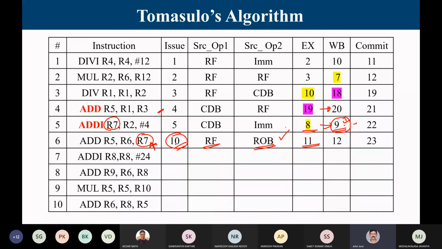So first, R6 I get from the register file. The second one I will get from the reorder buffer. Since then I can start execution at 11. 10 I issue, 11 I execute, 12 I write back, and 23 I commit. And then I go to the next instruction.